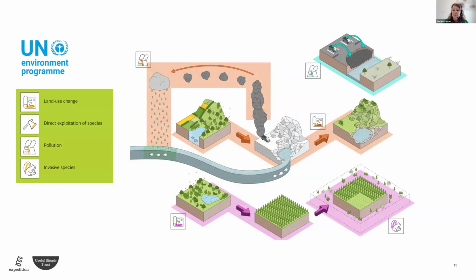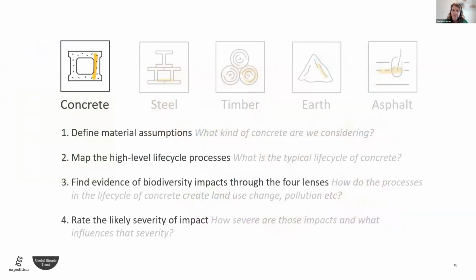So importantly, we didn't want to reinvent the wheel with our work. So to understand how each material impacts biodiversity, we used the UN's 5 pressures on biodiversity. We didn't consider carbon impact as we felt this is already covered, and we wanted to clearly understand biodiversity. So we considered the life cycle impacts through land use change, direct exploitation of species, pollution, and invasive species, which you've seen on the previous slide.